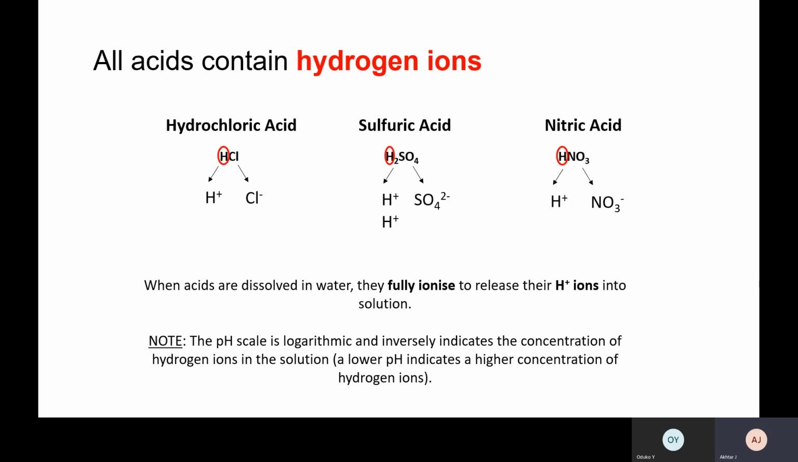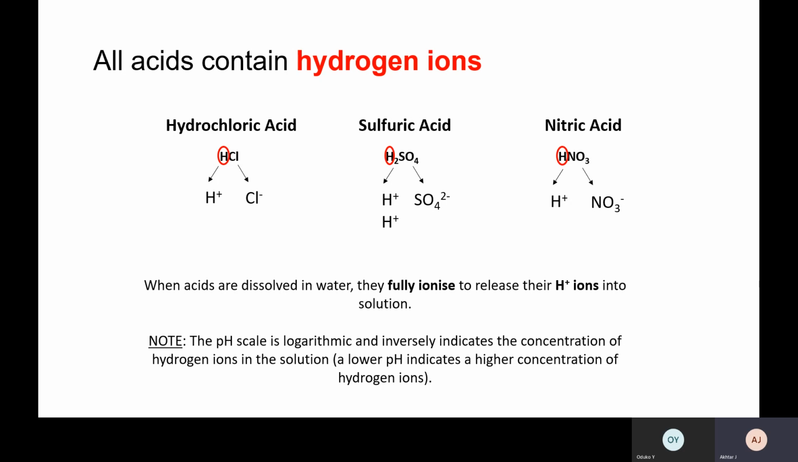So essentially, when the metal reacts with the acid, the acid ionizes. Essentially, the ions separate. So if it's hydrochloric acid, the ions that come out would be hydrogen and a chloride. If it was sulfuric acid, we'd get sulfate ions and hydrogen ions, and if it's nitric acid, we'd get hydrogen ions and nitrate ions in the solution.